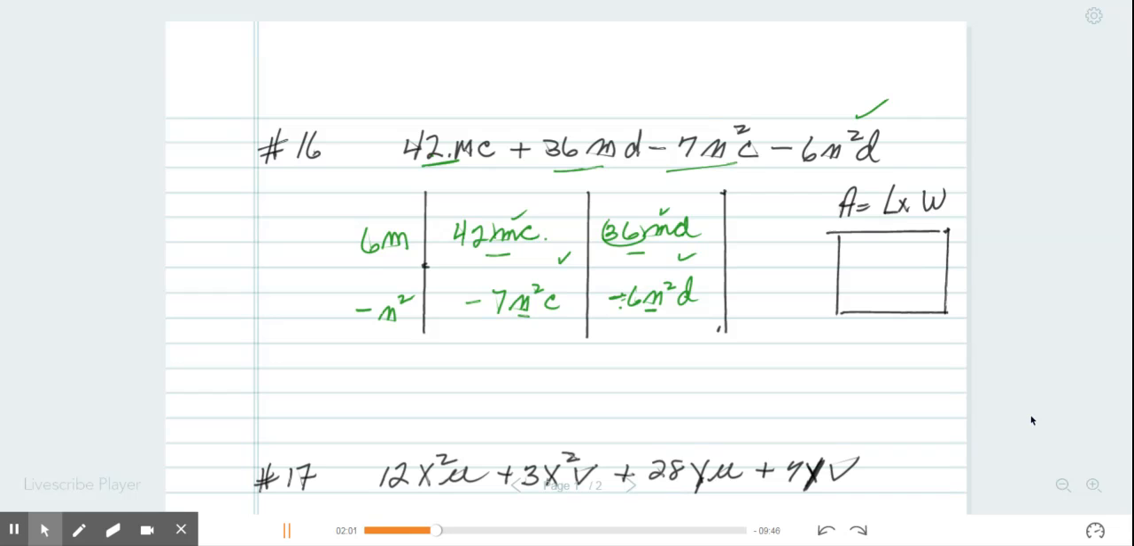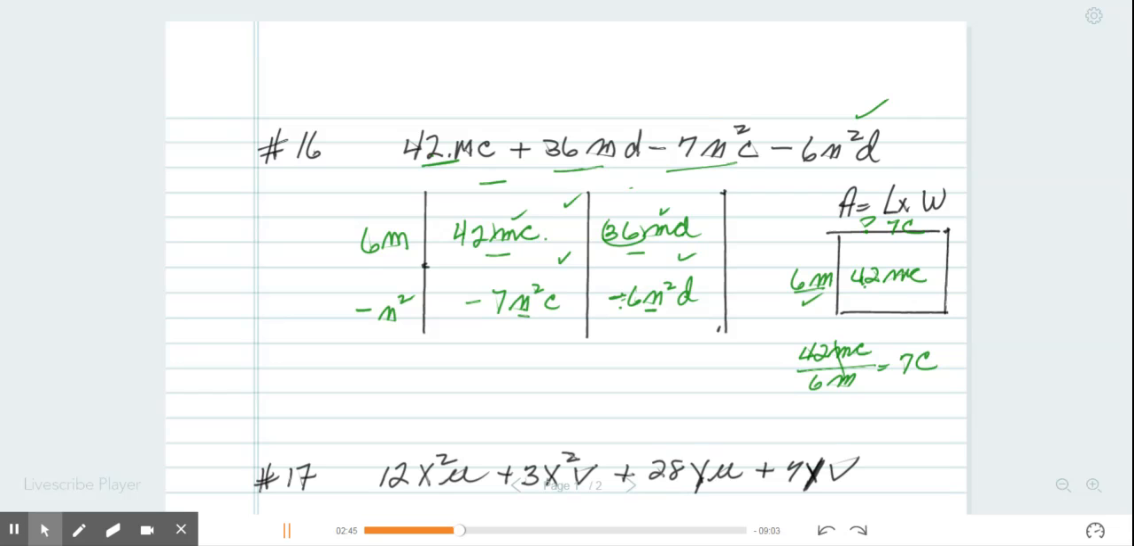Now, he talks about, to find these missing terms, find the area. Well, if the area of this box here is 42MC, and you know that this is 6M, what you're saying to yourself is, something times 6M, length times width is area, is going to give me back 42MC. Well, that something is 7C. Another way of doing it is to take the 42MC divided by the 6M, and you see that you get 7. The M's cancel out. That's another way of getting the 7C.